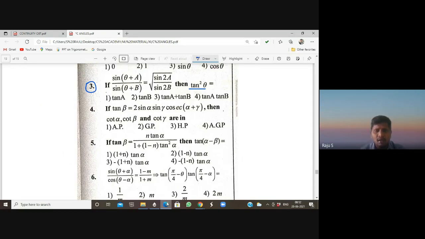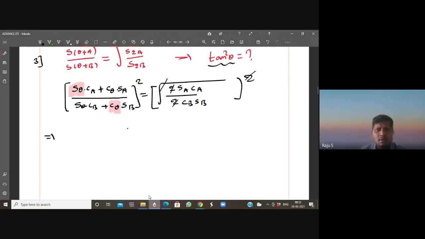Okay, or else simply square. All of you square here simply. You can do the square: a plus b whole square by a minus b whole square. Do it fast. Otherwise, sine square theta, cos square a, yes, and cos square theta, sine square a.